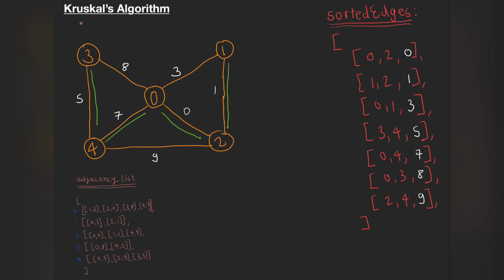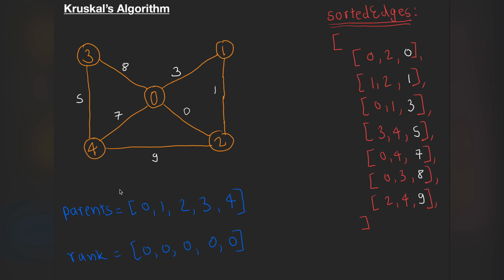Kruskal's algorithm uses the union find or disjoint set data structure to produce the minimum spanning tree. If you are unaware of what the disjoint set or union find data structure is, then please refer to my previous video. I'll put the link in the description box.